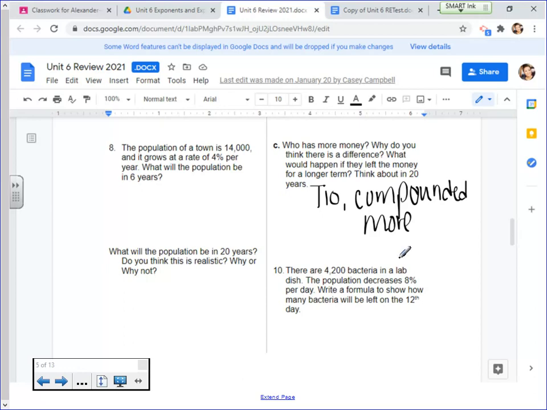Oh yeah, he did start. Whoever said that, I apologize. He did start with $500 more though. Sorry, Grady, I didn't even look at it. But if they started with the same amount, he would most likely be making more because he's being compounded more. His is being compounded more.